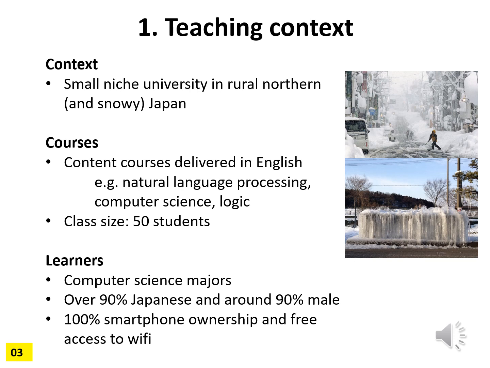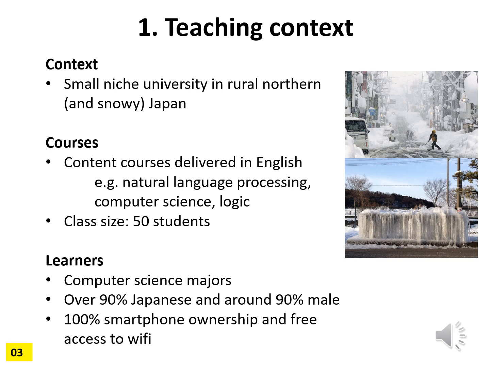Let me tell you about the context, courses and learners. We're based in a small university in rural Japan, and as you can see from the pictures, it's quite cold. The courses that I teach are content courses, primarily in computer science, logic, and natural language processing. All courses are delivered in English, but the students have varying degrees of proficiency.